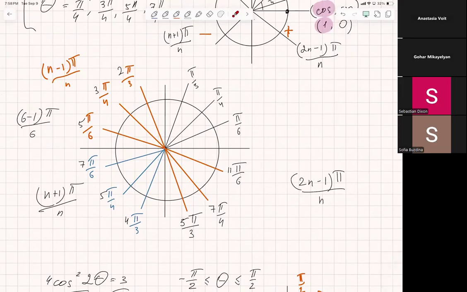So cosine is equal to 1 here, so square root of 3 over 2 would be here, right? So we have square root of 3 over 2 right here. Then we also have it for the negative 1, we have it here as well, right? For the 11 pi over 6. So pi over 6 and 11 pi over 6, right?